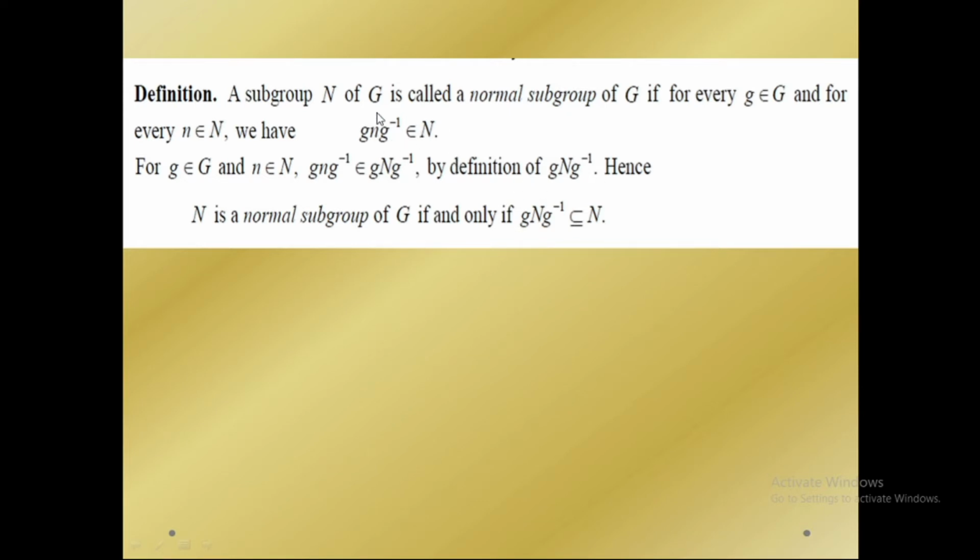This means the definition can be written in another form also, that N is a normal subgroup of G if and only if g N g inverse is a subset of N. Here, when we have to prove that N is normal, then we use one of these forms, that g n g inverse belongs to N, or that g N g inverse is a subset of N, or that left coset is equal to right coset, as we have seen earlier in the first part.